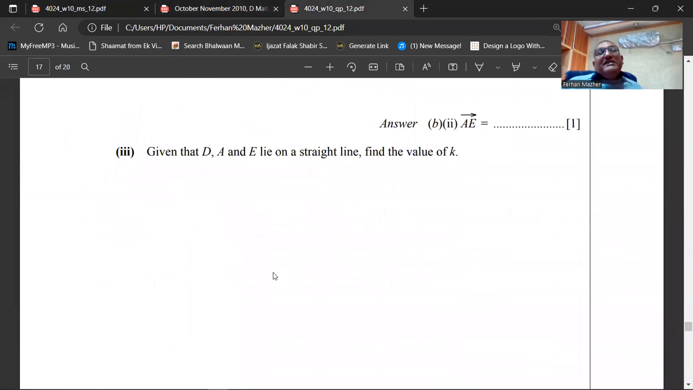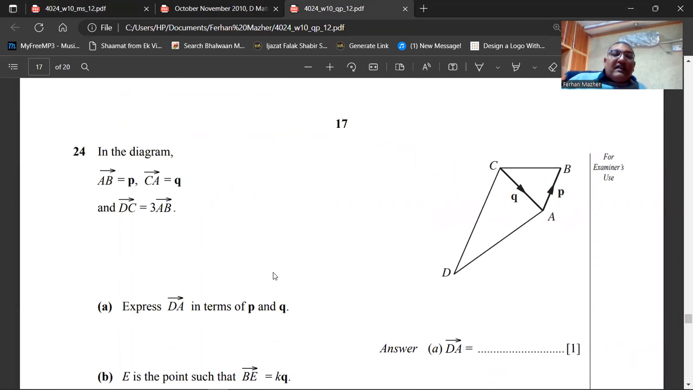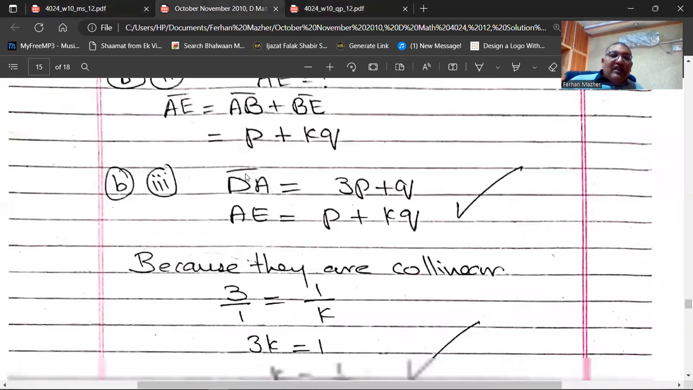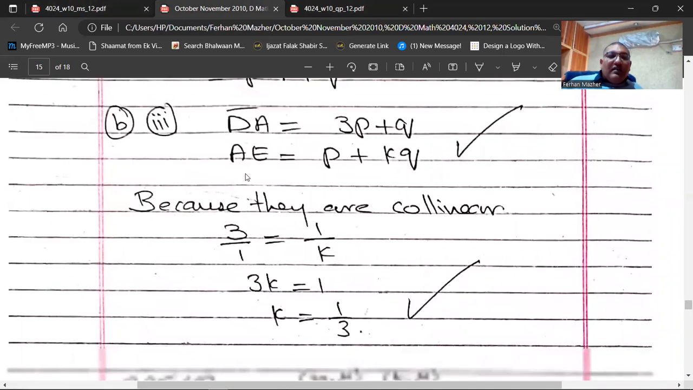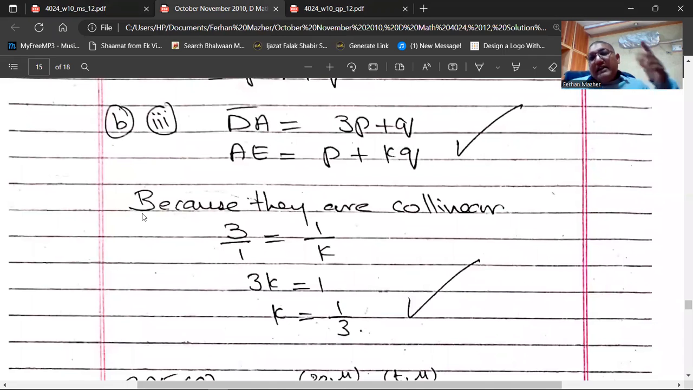Then the question is, given that D, A, and E lie on a straight line, find the value of K. So D, A, and E are on a straight line, which means the vectors are parallel to each other. We know DA is 3P plus Q, and AE is P plus K times Q. Because they are collinear, the ratio of the coefficient of P and the ratio of the coefficient of Q will be the same.